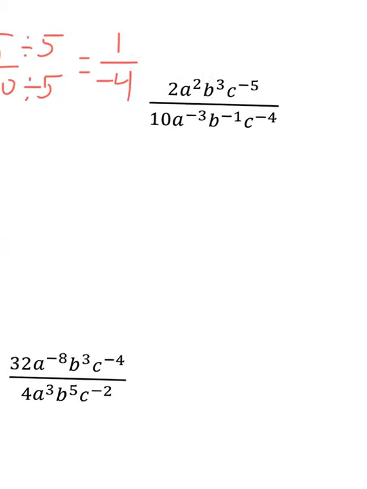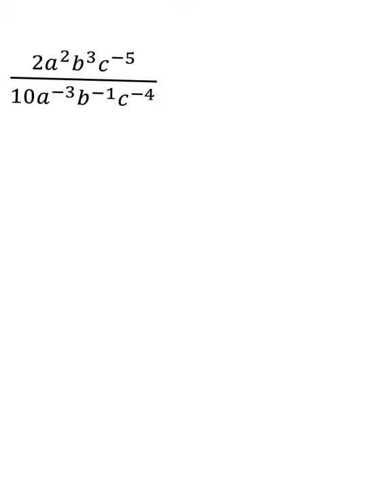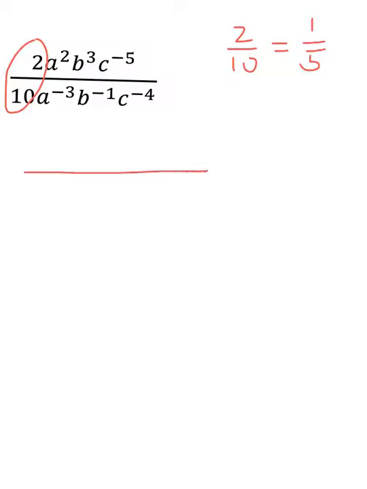Let's look at another one that's similar to that. This one here. Okay, we can look at our coefficients, right? So we have our 2 divided by 10. Well, 2/10, we know that simplifies to 1/5. So I'm just going to draw my fraction bar. We have a 1 and we have a 5.